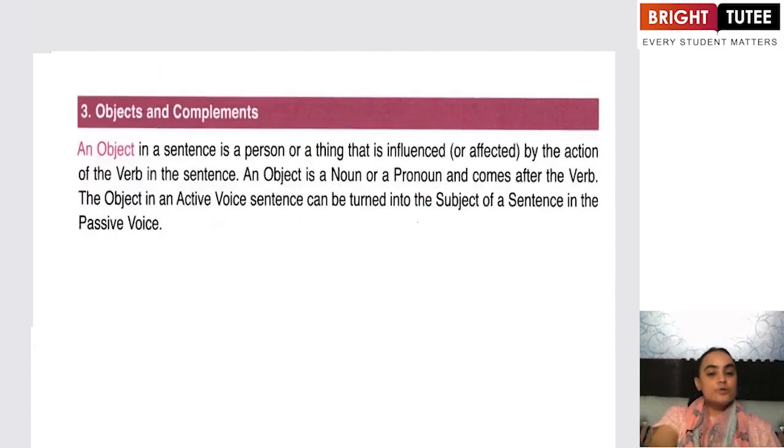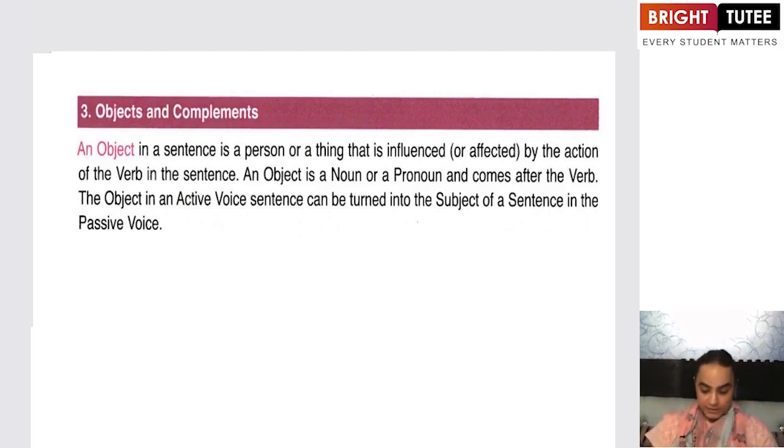Now, we are going to try and identify the difference between an object and a complement. A sentence can either have an object or it can have a complement. So, a sentence can have both an object as well as a complement. So, either of these 2 things will be there. What is an object? Object is that person or that thing which is influenced by the verb.